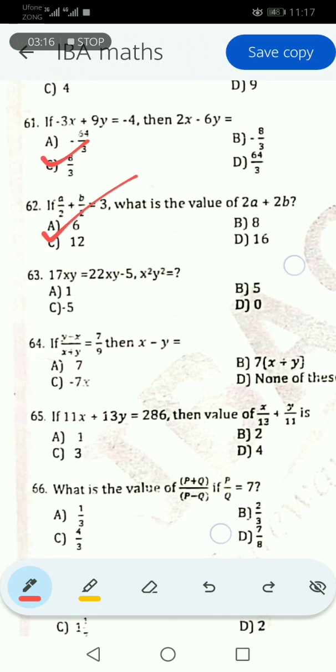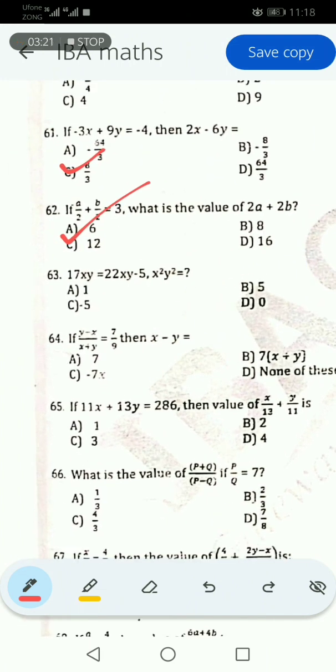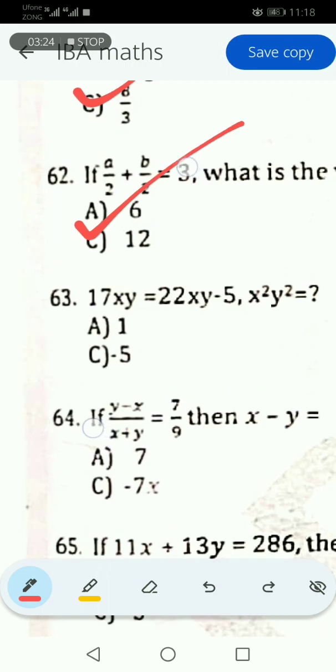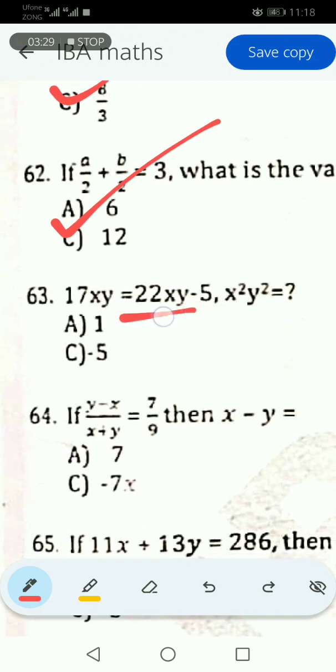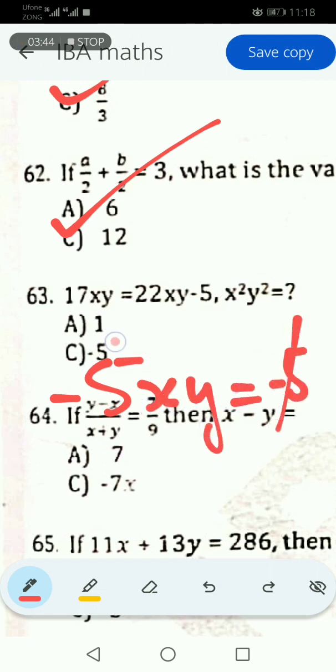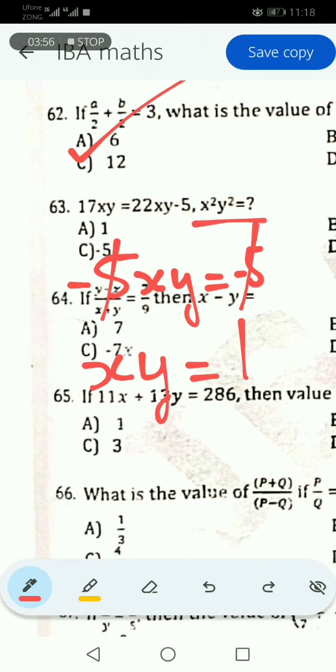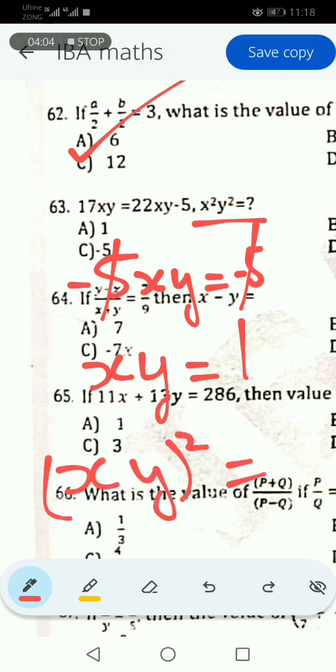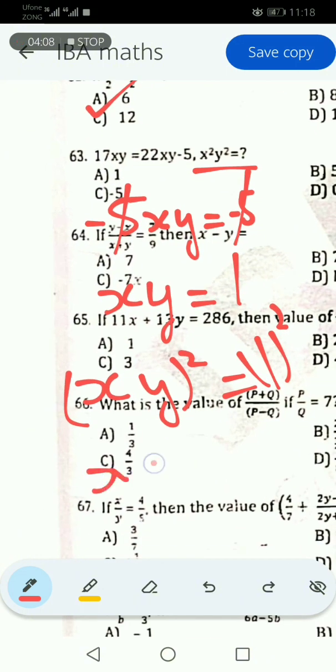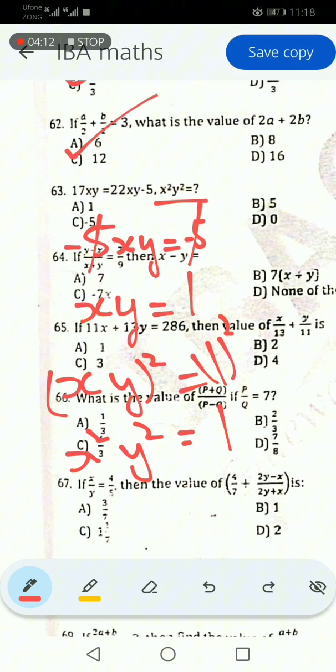In the next question, you are given a term and you have to find the value of the square. It is also quite easy. Let me zoom in. Here it is being added, so after moving it across, it will be subtracted. If I subtract 17 by 22, that will be equal to minus 5. So minus 5xy is equal to minus 5. I'm directly cancelling it, because after moving across it will be divided and cancelled. So xy is equal to 1. If xy is equal to 1, what is the value of x square y square? For that, we take the square on both sides, so (xy) whole square equal to 1 whole square. So x square y square is equal to 1. The correct answer is A.